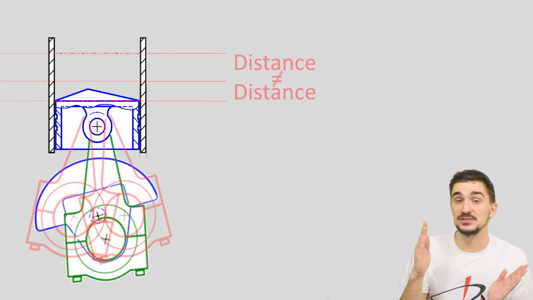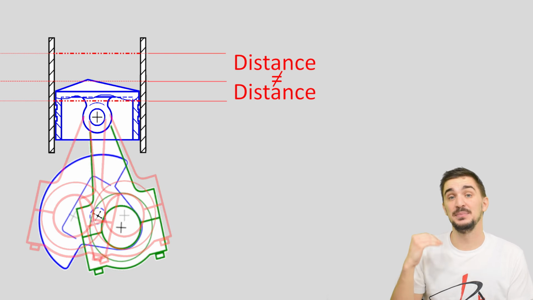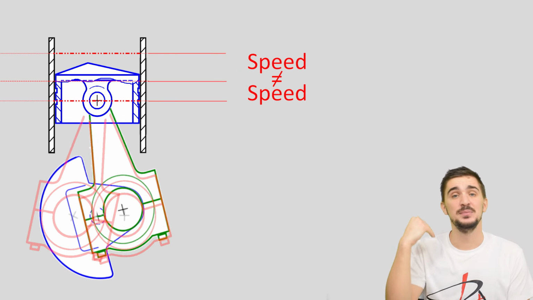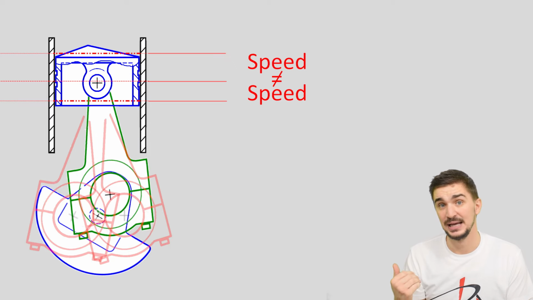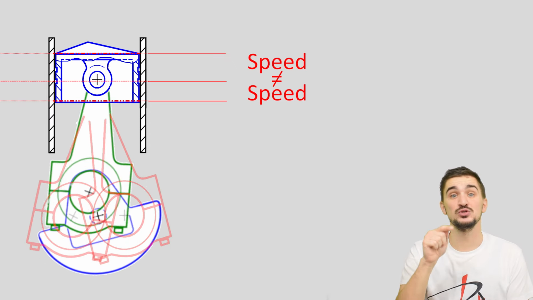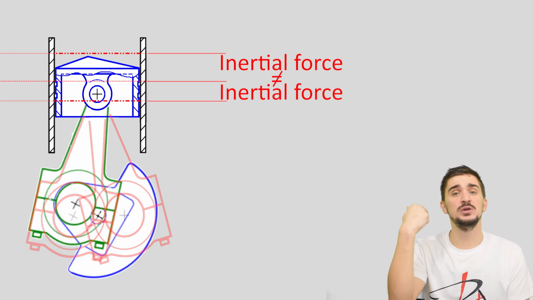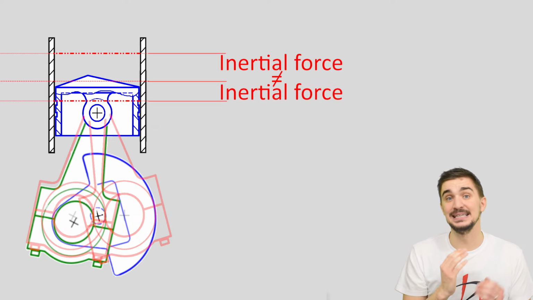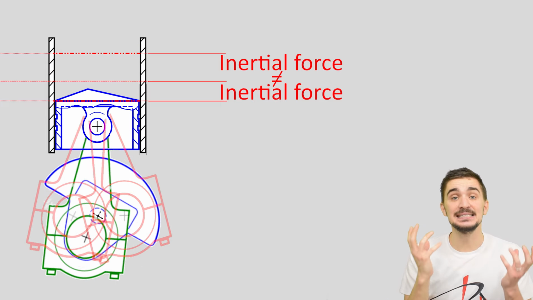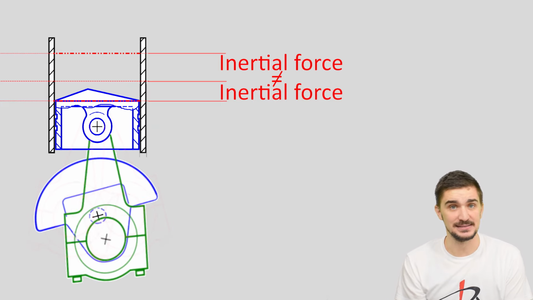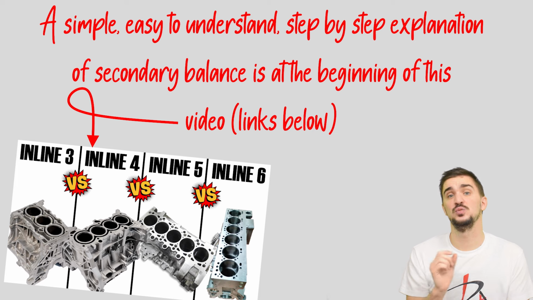A greater distance means that the piston must travel faster to cover this greater distance. And because of this, there's a difference in speed between the top and bottom half of the stroke. And because there's a difference in speed, there's also a difference in inertial forces between the top and bottom half of the stroke. And this difference in inertial forces is the source of secondary engine imbalance. Now, if you need an easier to understand, more detailed explanation of secondary engine imbalances, then I suggest that you watch the very beginning of my first video on engine balance.